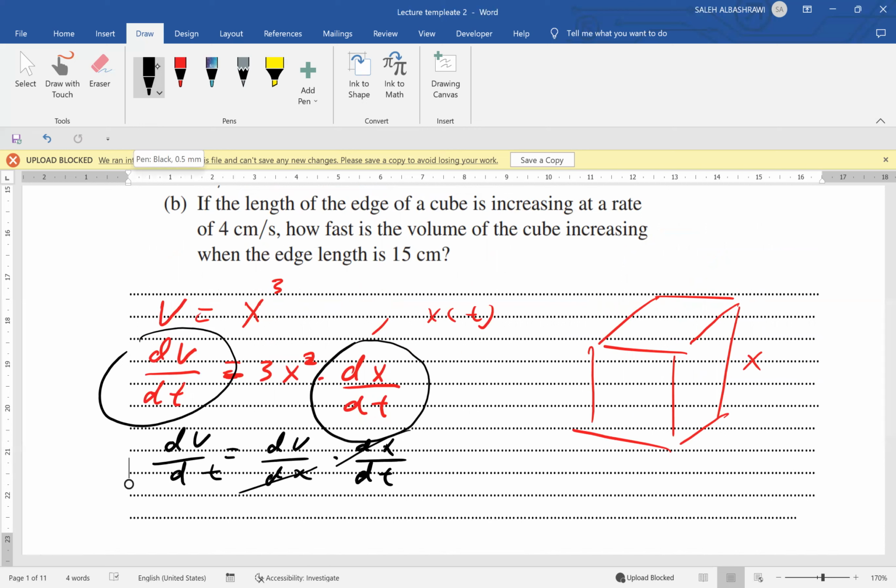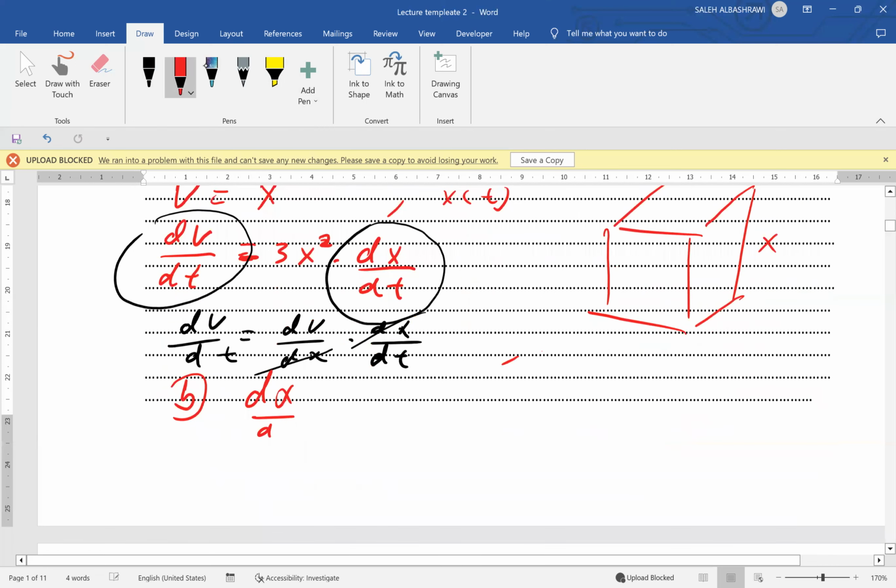In the second part, say that if the length of the edge of a cube is increasing at a rate of 4 centimeter per second. Again, read it again. The length of the edge is increasing at a rate of, so this is dx by dt, which was given there. So we can say for b, we are given dx by dt equal to 4 meter per second.